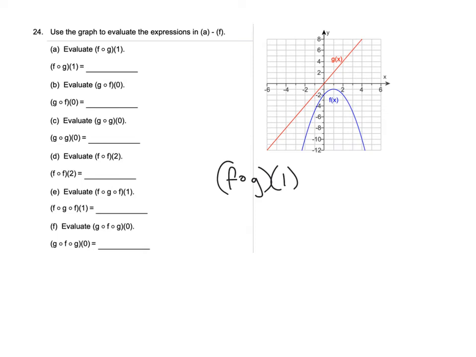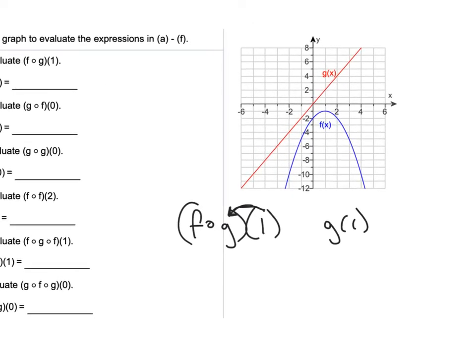So remember how we did that? We said that we can take 1 and plug it into G. So that means we're going to find G of 1. My X is 1. So when X is 1, what is my Y? Go find it on the G. The G is the red. So here's my point. My Y value is 2. So we plug 1 in, we got 2.